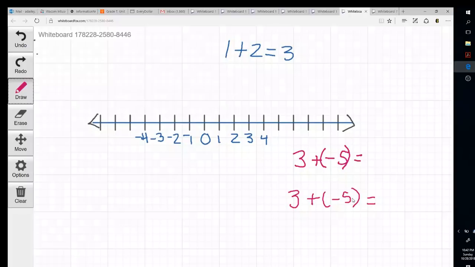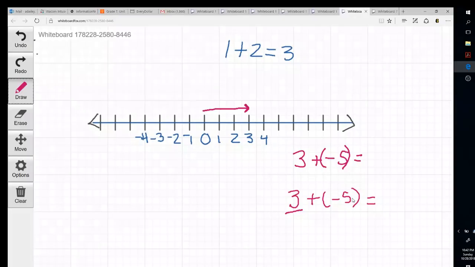Okay, so you start with your 0, and you go 1, 2, 3 to the right. That is our 3. And it's moving to the right because it's a positive 3.